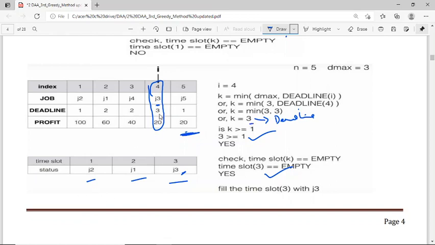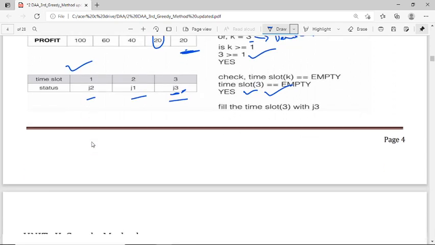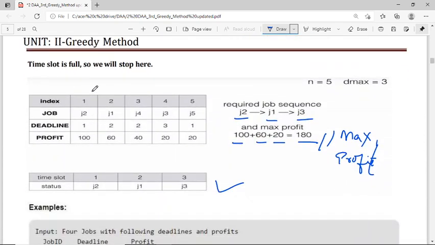What is this 3? Deadline. 3 is the deadline. So is 3 greater than or equal to 1? Yes, true. Then check whether we can place it in slot 3 or not. Check if time slot K is empty. Time slot 3 is empty. Yes, true. Then place job 3 in time slot 3. So like this we fill the time slot box. Next, the time slots are full, so we will stop here.